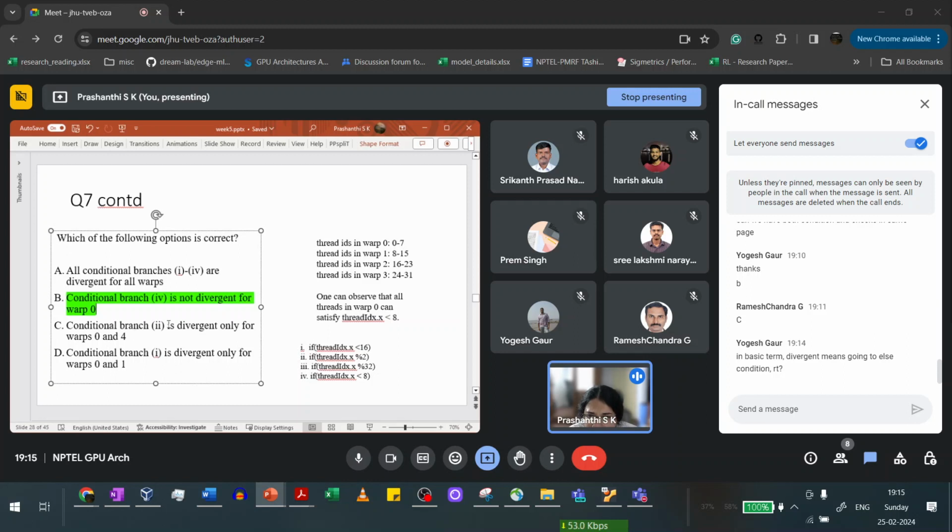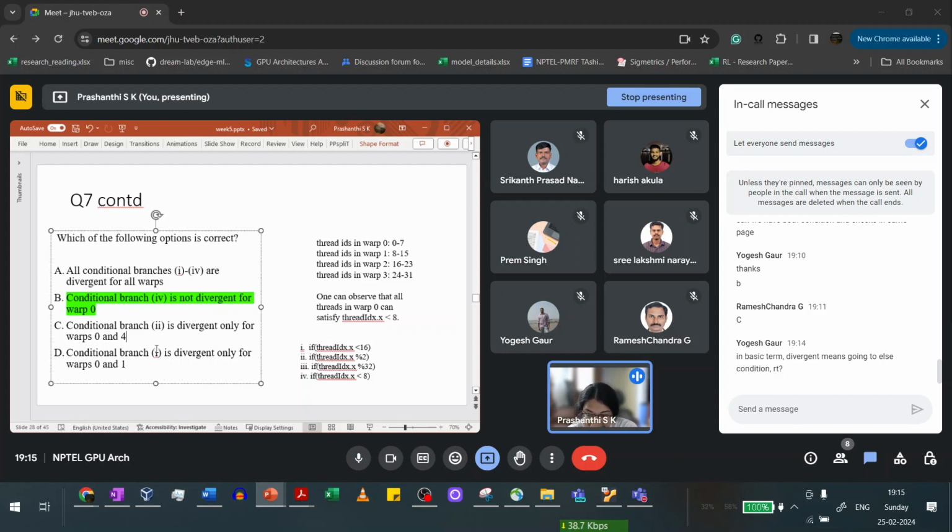Now let's try evaluating some of the others. Conditional branch 2 says mod 2 is divergent only for warp 0 and 4. Again, this is a simple thing. It's modulo 2, and you can see that all of the warps have even and odd numbers. So it is not divergent only for warp 0 and 4; this also is wrong.